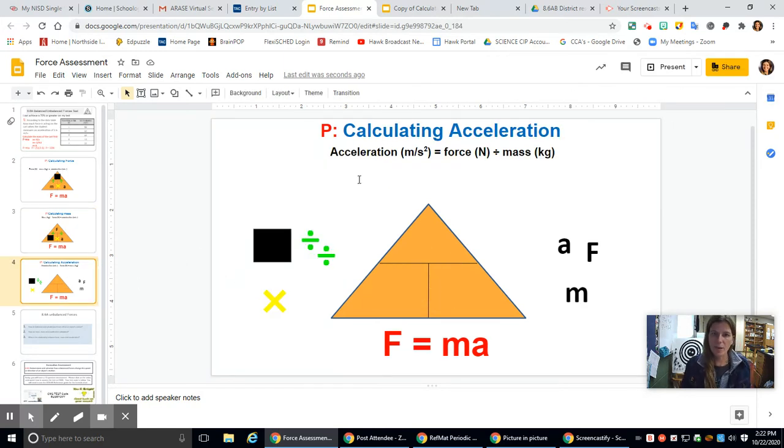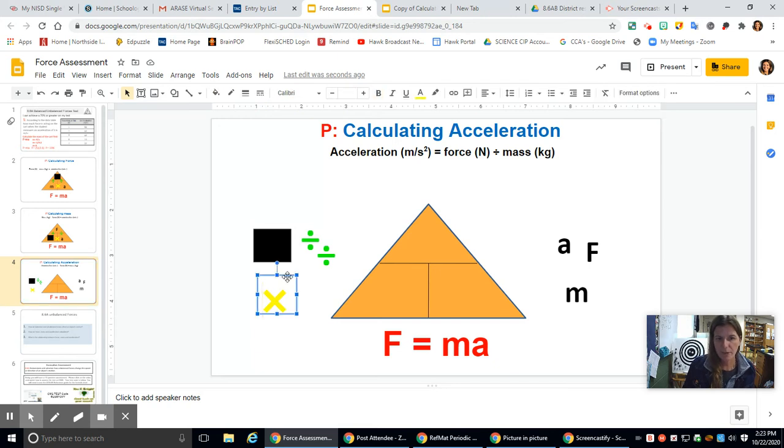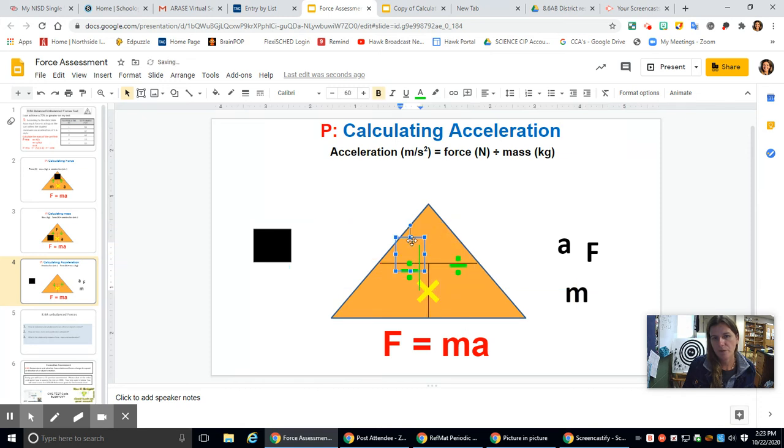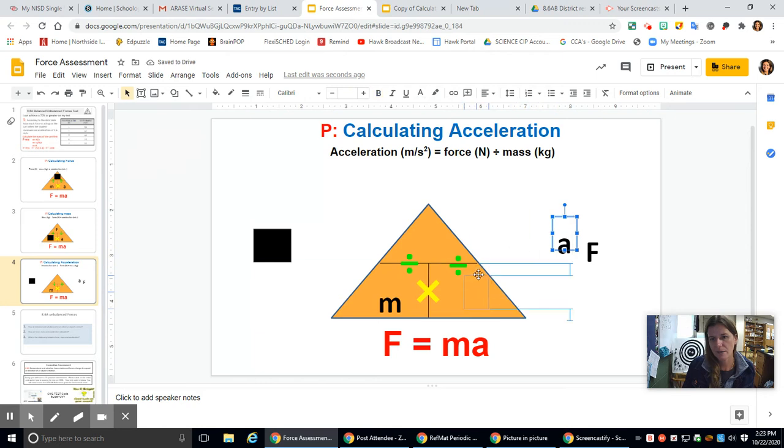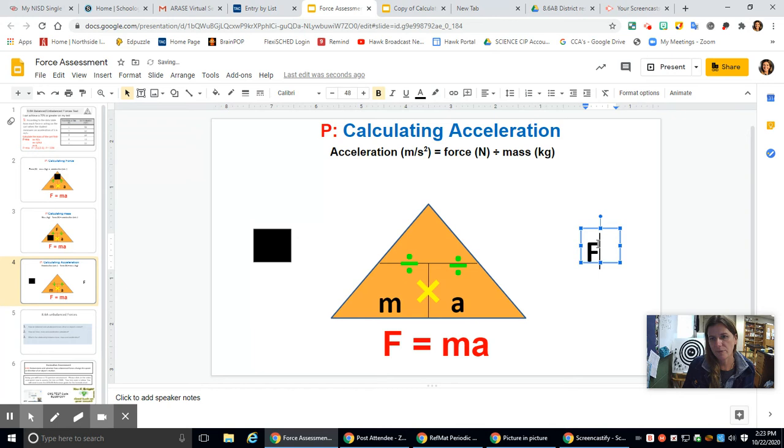Going to the next slide, if you had to calculate acceleration, remember you're going to draw a formula triangle. Multiplication goes across, division goes up and down. Use your formula that's given to you. It reads mass times acceleration, so we want to do mass times acceleration. And so now you know where to place your force. Your force just goes on top.